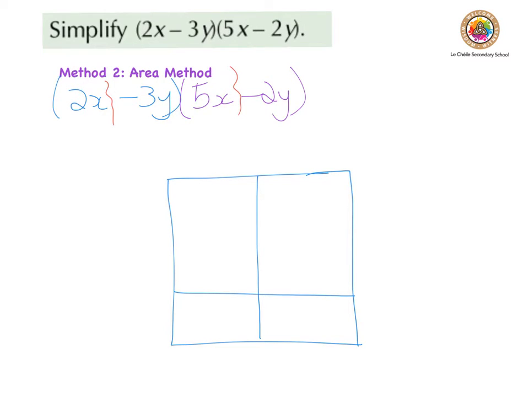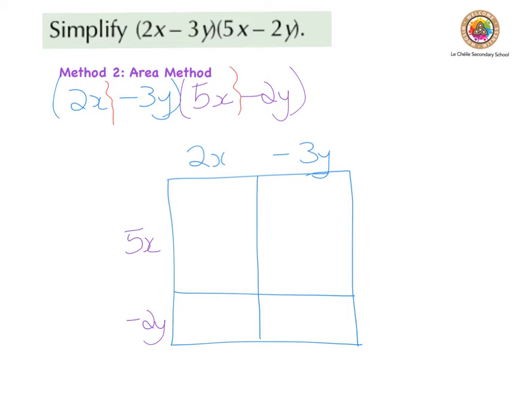Okay, so here I'm along the top quadrant, along this side, I'm going to write the first bracket. So here at this part I have the 2x, here I have the minus 3y, then down along the side I'm going to write the second bracket. So here I have 5x and here I have minus 2y. And again, we note the signs are travelling with the terms.